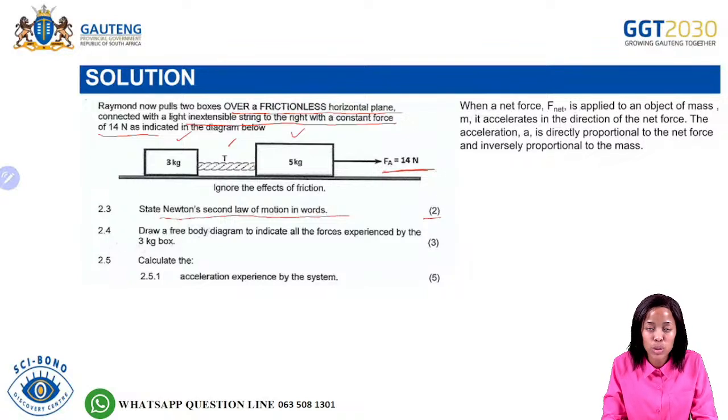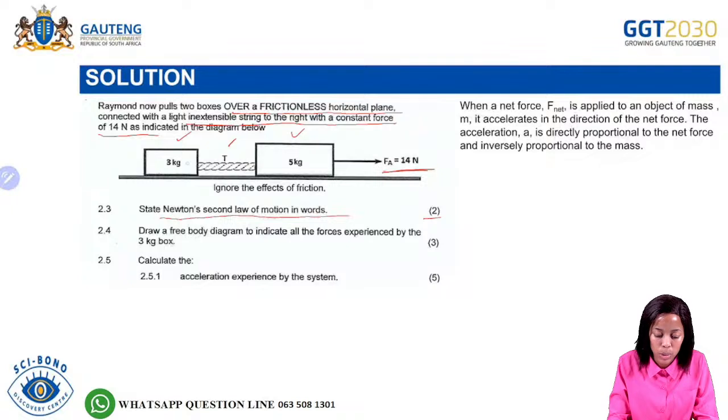Then we have 2.4 now, which says draw a free body diagram to indicate all the forces experienced by the 3 kilogram block. Okay, so a free body diagram on the what? On the 3 kilogram block. So what are we going to do? Remember, with the free body diagram, we are going to represent it using what? Using a dot. And remember that all arrows must touch the dot, and all arrows must also face away from what? From the dot.